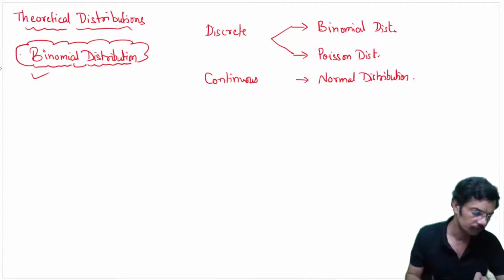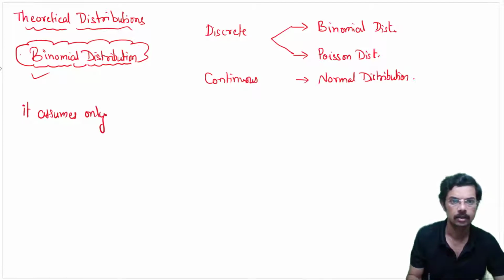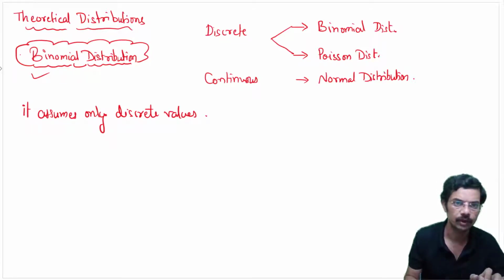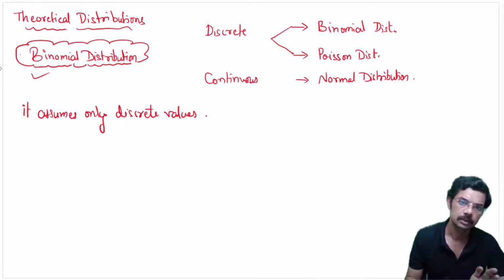So first of all, note that this distribution assumes only discrete values. It means the value can be 1, 2, 3, 4, 5, 6 like that. Full integer values only, not 2.5 or 7.5 and so on. So the values that a binomial distribution can take are discrete values only.